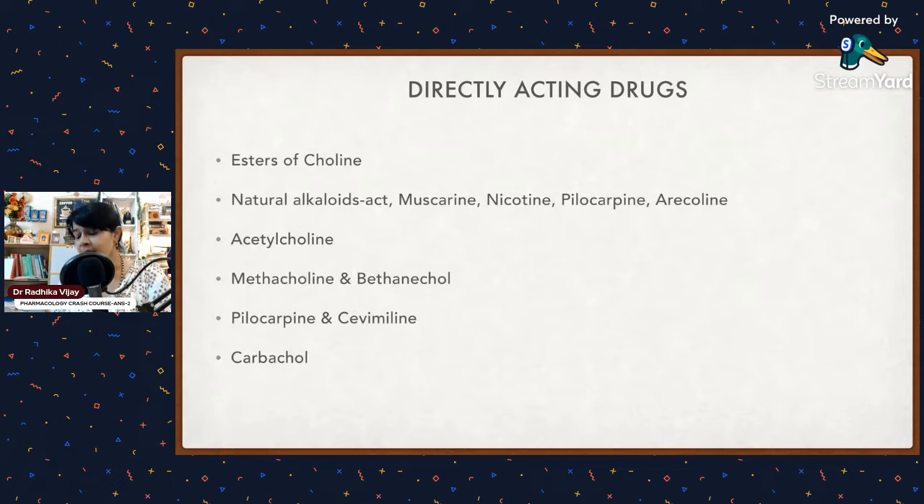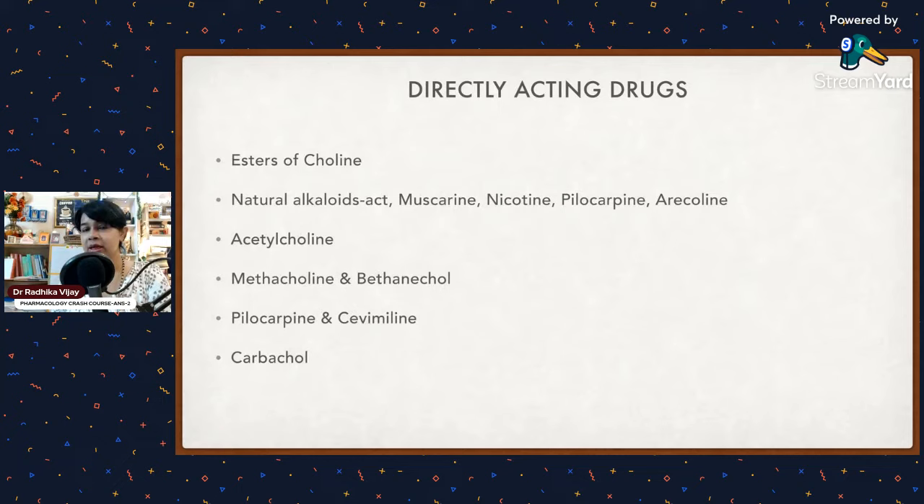Bethanechol has a good proven action on the urinary bladder, but it has no nicotinic activity. As far as pilocarpine and cevimeline are concerned, they are used to treat the dry mouth associated with Sjogren's syndrome, and that caused by radiation damage of the salivary glands.